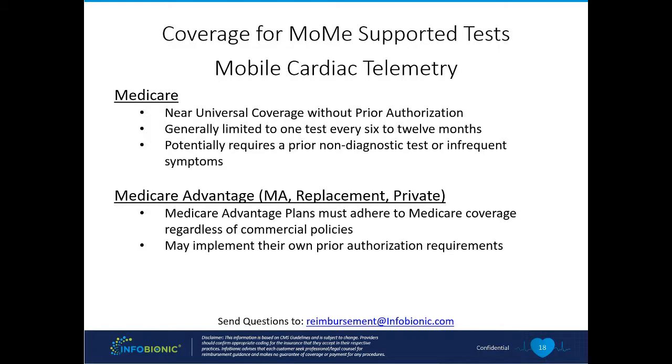The other common way to get Medicare coverage is if the patient has infrequent symptoms such that a Holter monitor is unlikely to diagnose that patient. In this instance, you can move directly to an MCT. So if a patient comes in with a covered indication, but the symptoms happen infrequently so that you probably won't see it on a 24 to 48 hour Holter, MCT can be ordered without the initial Holter.